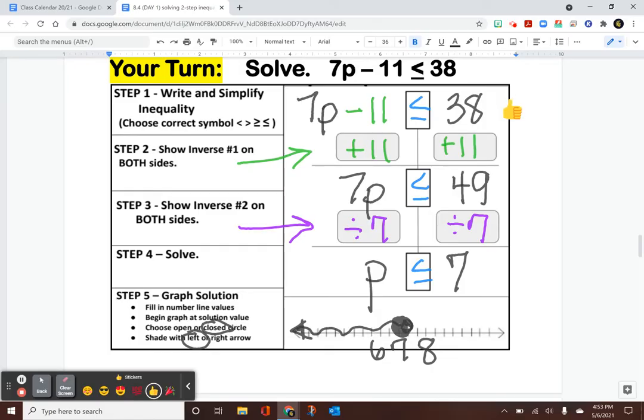Well, your inequality was already written, so no problems there. Inverse number 1, did you get that it was adding 11 to both sides, since the variable group with p was being subtracted by 11? Our opposite would be add 11. Notice that the 7p bundle still is there. Did you then do the second inverse as a divide by 7 on both sides to isolate that variable p and have a solution, any number less than or equal to 7? Check your graph. Did you start at 7? Do you have a closed circle with a left direction arrow?